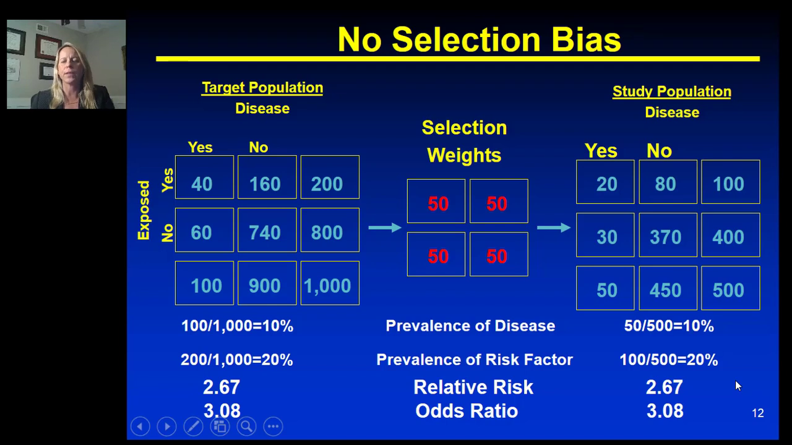So now I want to walk through a very simplistic example of how selection bias can affect your measures of association. So here are some made up data where we have no selection bias occurring. So you have your target population and you have those with the disease and those with the exposure.